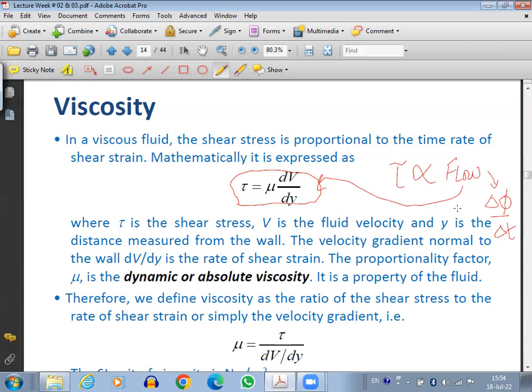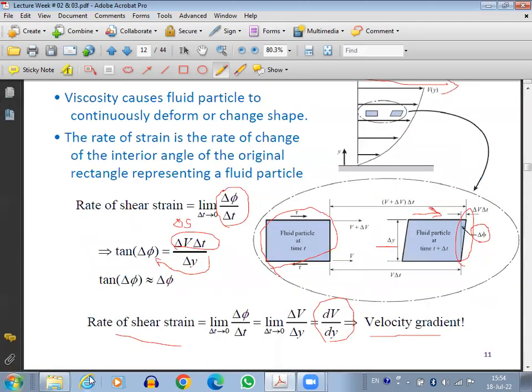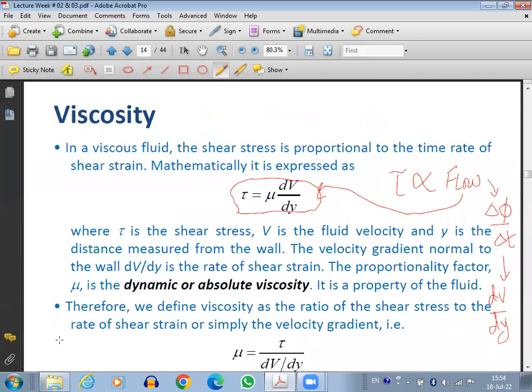And this means the rate of change of strain with time is basically linked with velocity gradient. This is what we developed earlier, right? We said the rate of change of strain is the velocity gradient. So you see here, shear stress is directly proportional to flow, meaning directly proportional to del phi by del t, meaning directly proportional to dv by dy. So that means I can say here that tau is directly proportional to dv by dy.